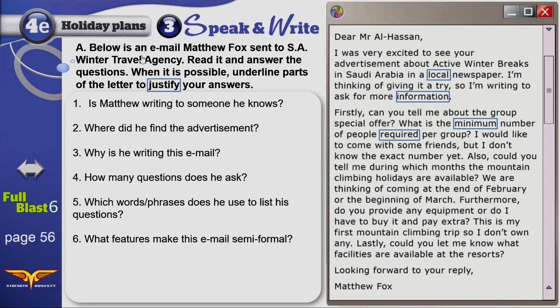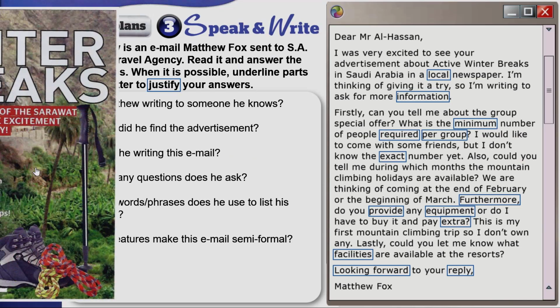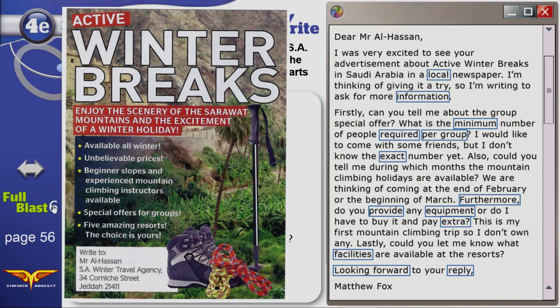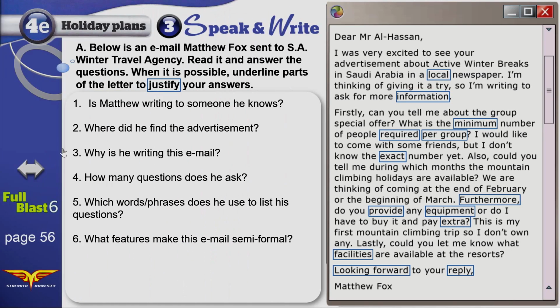A. Below is an email. Well, I put it on the right. It's not below. Matthew Fox sent to SA Winter Travel Agency. In the warm-up video, you can learn about this travel agency and you can learn about this advertisement. It is very important to watch that video. Read it and answer the questions. When it is possible, underline parts of the letter to justify your answers.